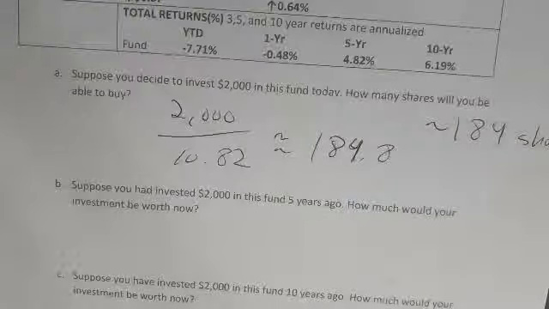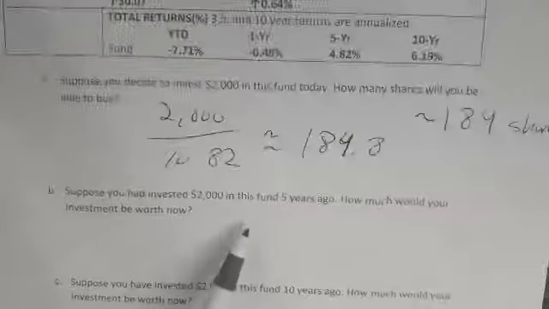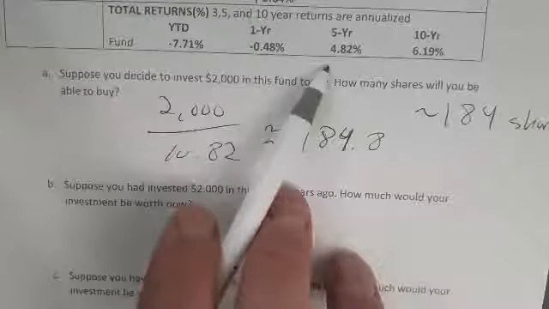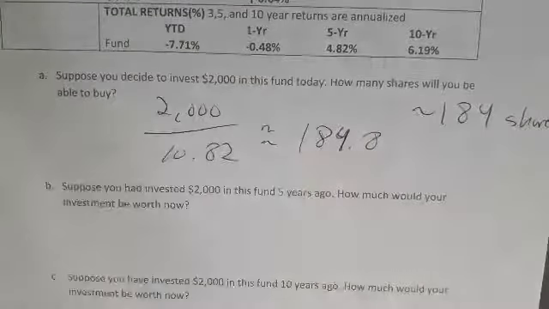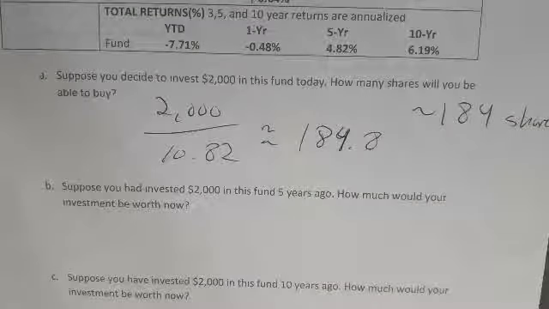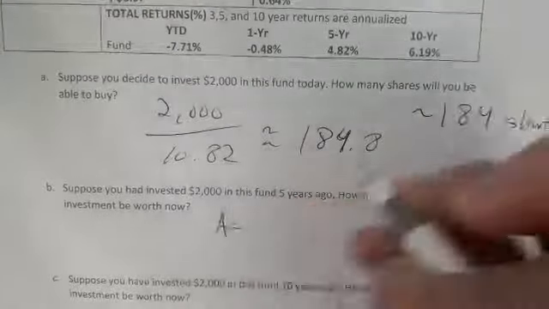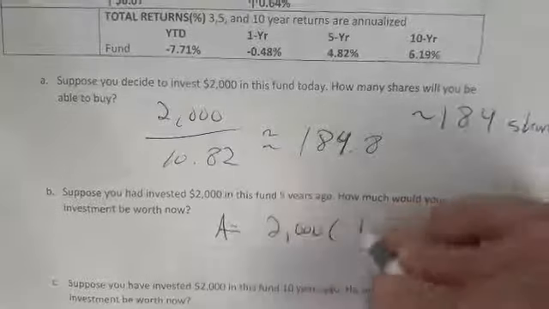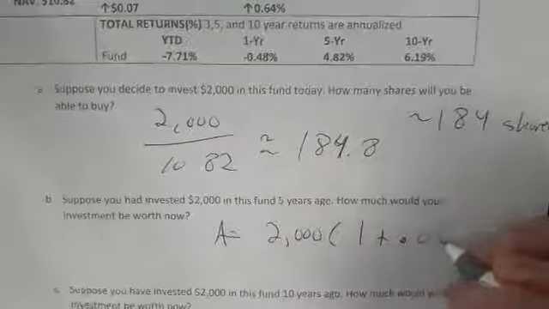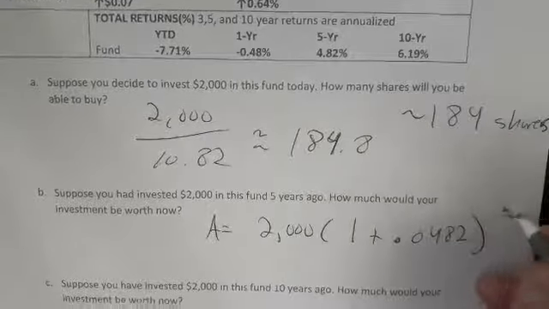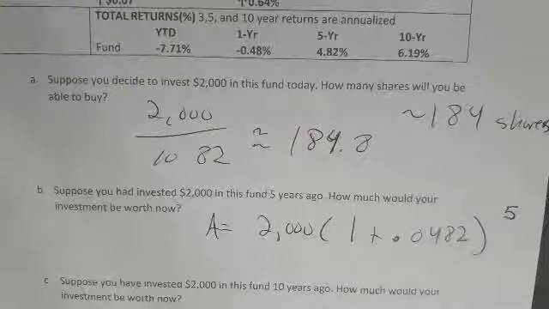Suppose you had invested $2,000 in this fund 5 years ago. How much would your investment be worth now? So we invested $2,000 5 years ago. Over the 5 years, if we look at the return, it grew 4.82%. So my principal, I'm starting off with 2,000, and it's grown 0.0482 for 5 years.